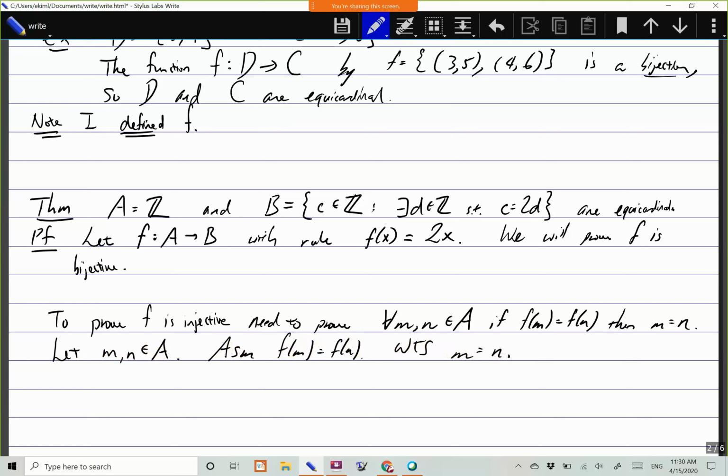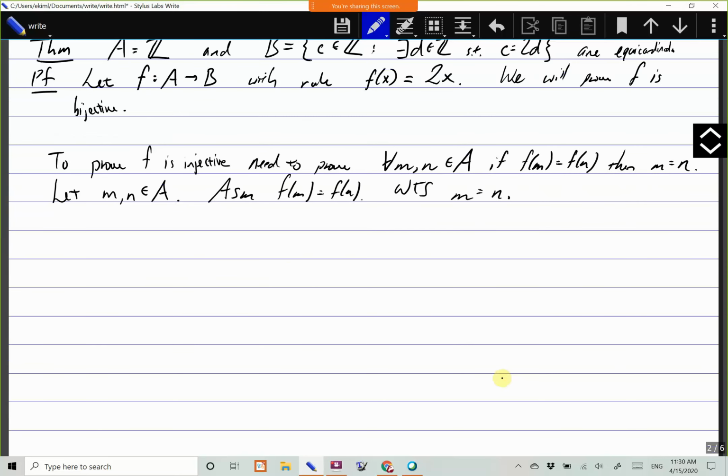I hope what you're hearing is this is just all the usual story for how to prove a for all, how to prove an if-then. So let's take a look at what we have. This capital A is just a fancy way of writing the set of integers. So little m and little n are integers. From what we have here, f of m equals f of n.